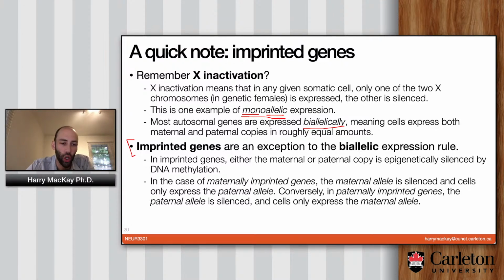So in the case of maternally imprinted genes, only the maternal allele is silenced, and all of your cells will only express the paternal allele. You'll only express dad's copy. And for paternally imprinted genes, it's the exact opposite. So these are a very small subset of genes where, unlike most genes, you only express one copy, either from your mom or your dad.